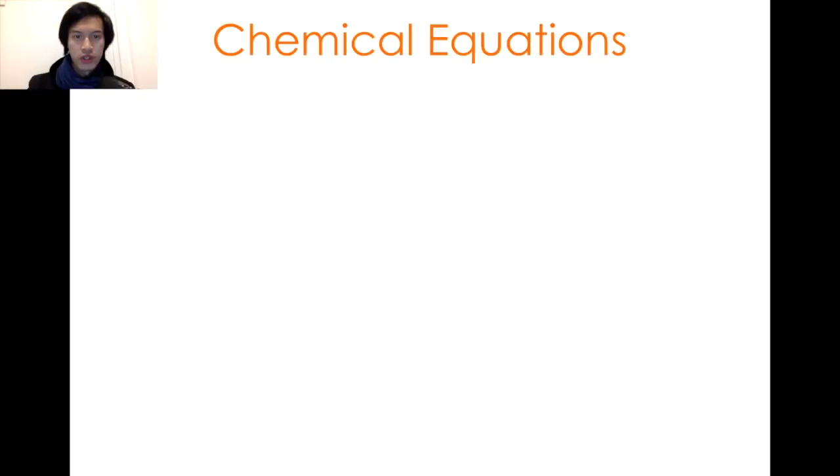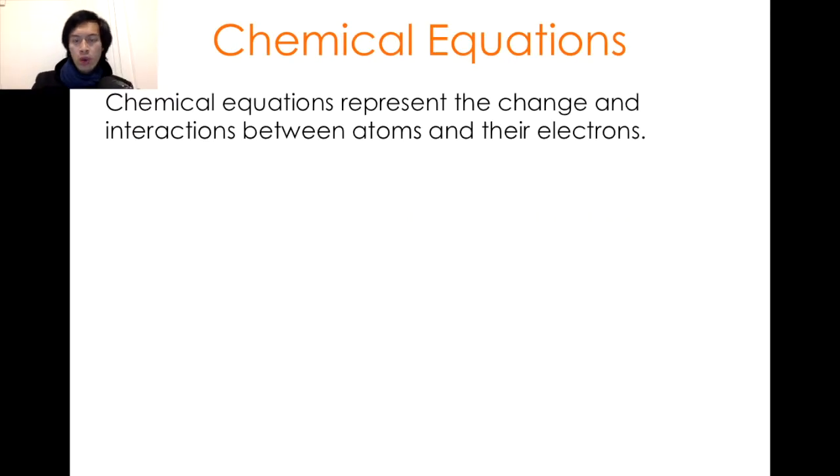Okay, chemical equations. Chemical equations represent the change and interaction between atoms and their electrons. And this is not the first time you would have come across this, because throughout this entire video series, I've been throwing out chemical equations every now and then to represent what's actually happening in our chemical reaction. You would have seen it before in bits and pieces, and now we're going to give it a bit more time and see how we go.